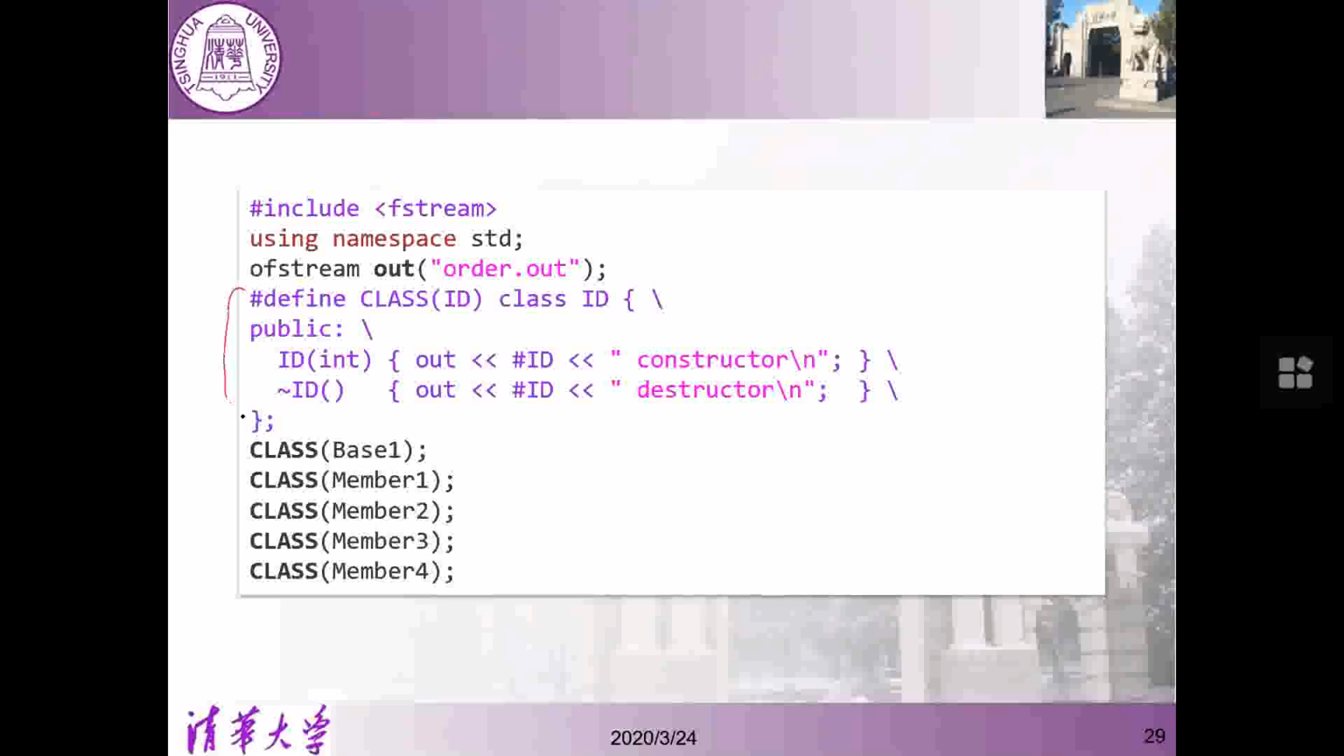And here is a smart way of defining many different classes using a macro. This macro is interesting. If you have interest, you can try to understand it. Actually, this ID is the key, right? So in this way, you can easily define many different classes. Many different classes only have a class name inside, right? And also a constructor and destructor in this way, right?